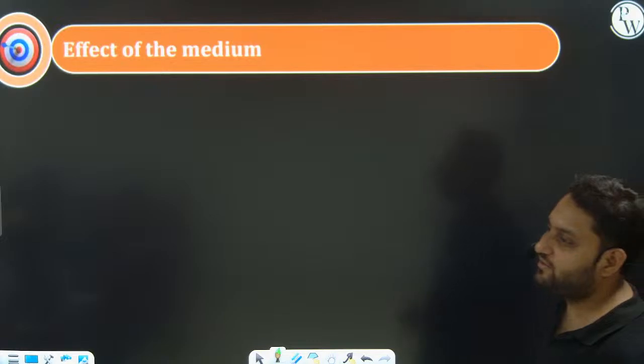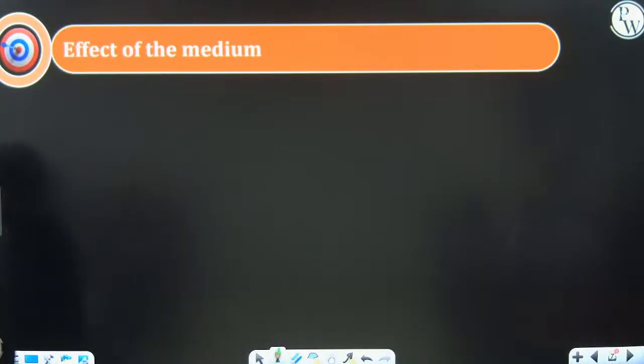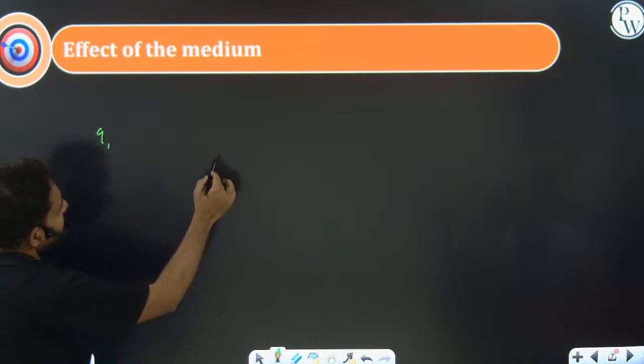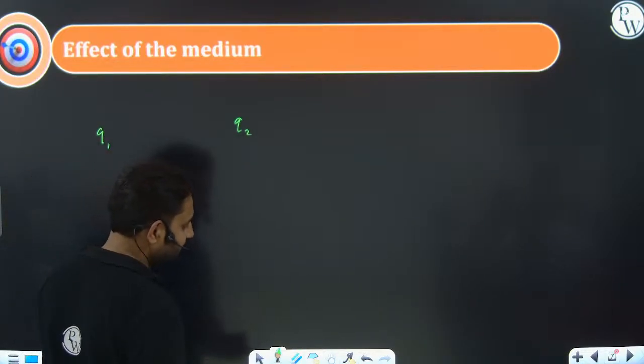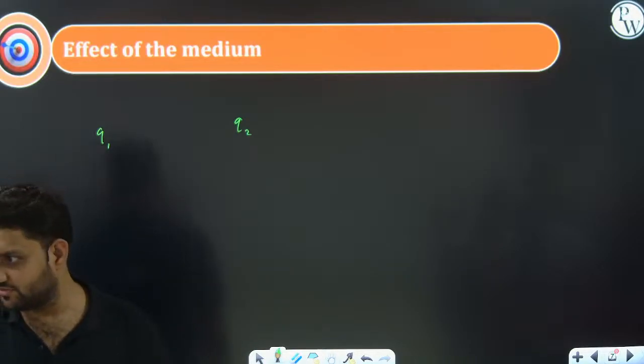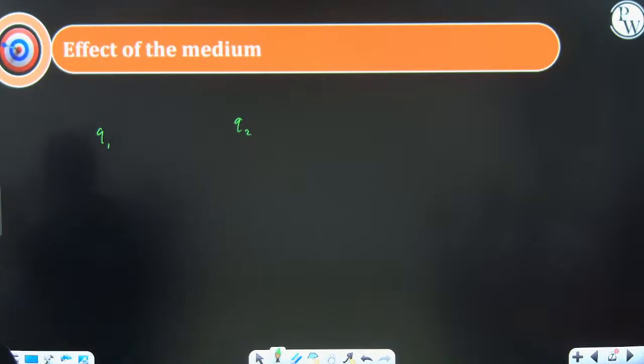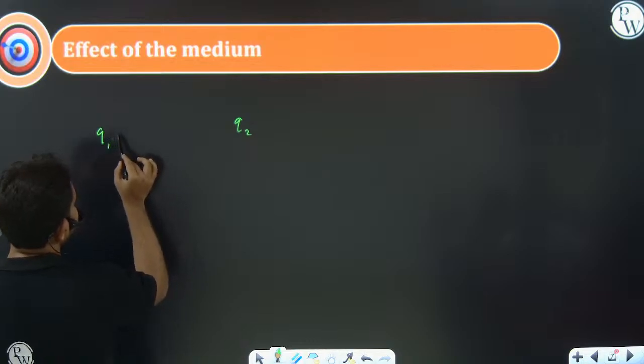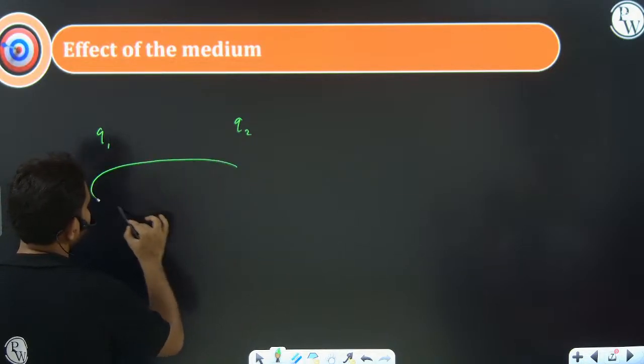Okay. Now we are going to study the effect of the medium. We have discussed in the superposition principle that the force between two charges is not affected by the medium, but there is an effect on the net force definitely. So what happens? Let's say there are two charges, Q1 and Q2, and there is a medium surrounding them. When the medium also has charges, positive and negative, the medium gets polarized.